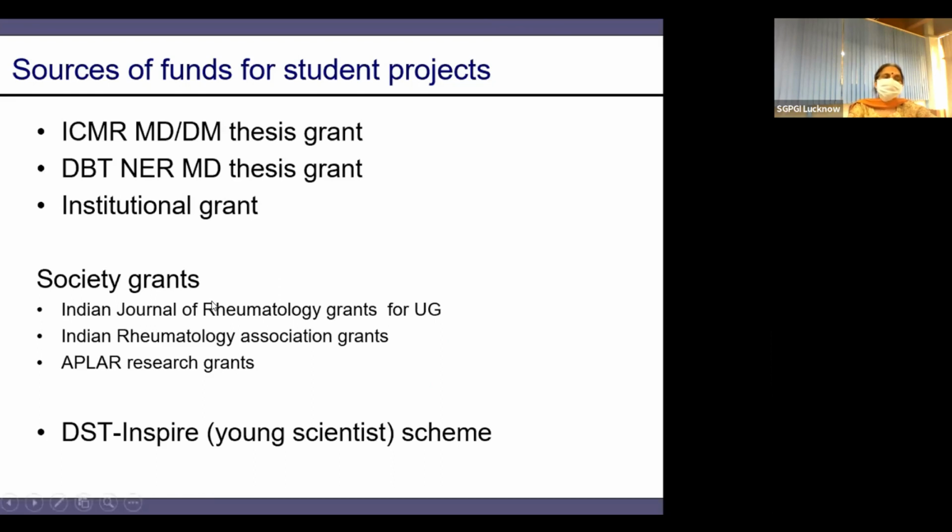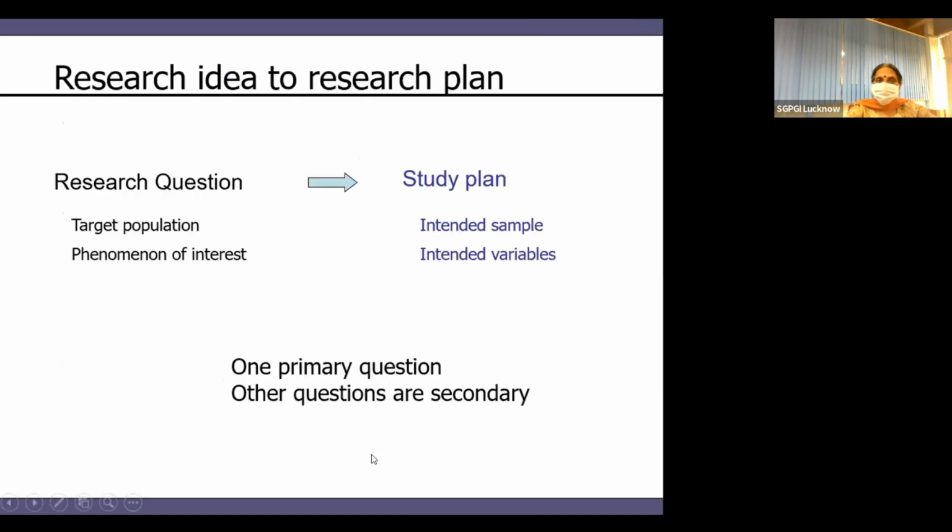Some societies provide grants for student projects, like our society gives a grant of about 1 lakh, but these are all competitive grants. It's not that you send it and you will always get it, because there are limited numbers. The Indian Journal of Rheumatology also used to give grants for undergraduates. Asia Pacific region gives grants. And for PhD students, some grants are available from DST Inspire.